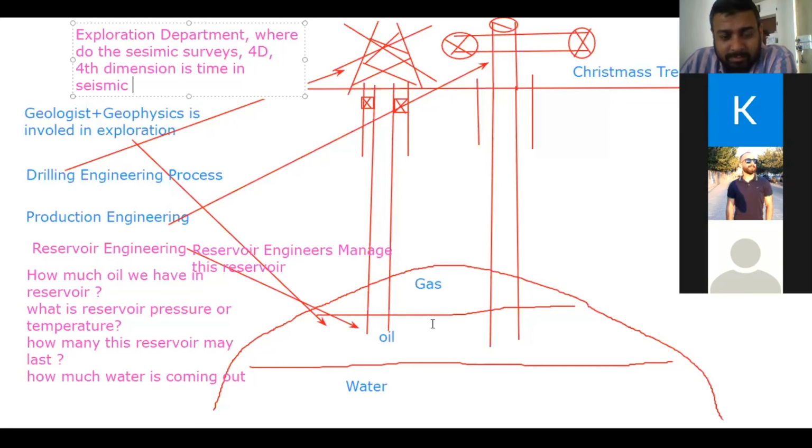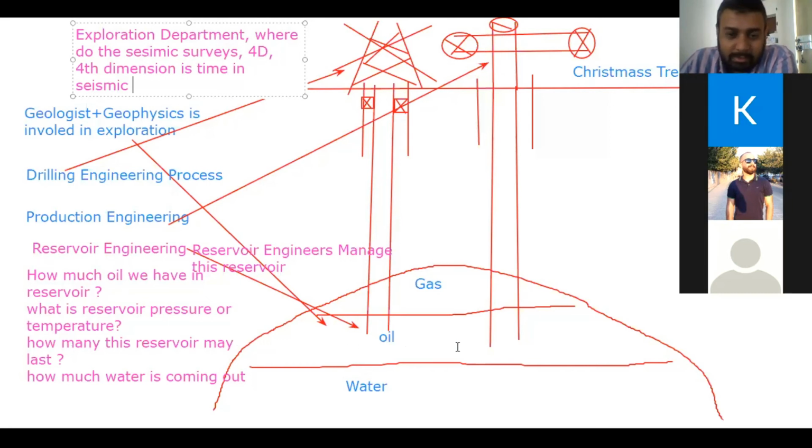We use them. And once oil is coming out of here from this Christmas tree, we do have the real fluid data: how much oil is coming, how much gas is coming, how much water is coming. So overall, it's a complete engineering discipline, and it will take a lot of time and experience to be really able to answer all these questions efficiently.